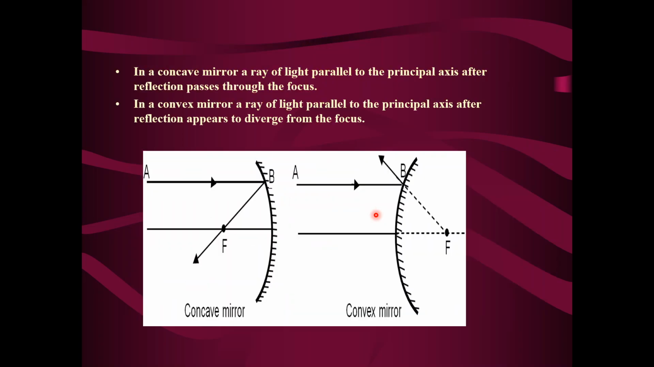Second rule: the light ray falling on the concave mirror is parallel to the principal axis. This is the principal axis. The light ray is parallel to the principal axis. After reflection from the mirror, it passes through the focus. This is a convex mirror. Again, the light rays are falling parallel to the principal axis. After reflection from the mirror, it appears to diverge from the focus. When you extend these rays, they appear to diverge from this focus. This is the second rule.